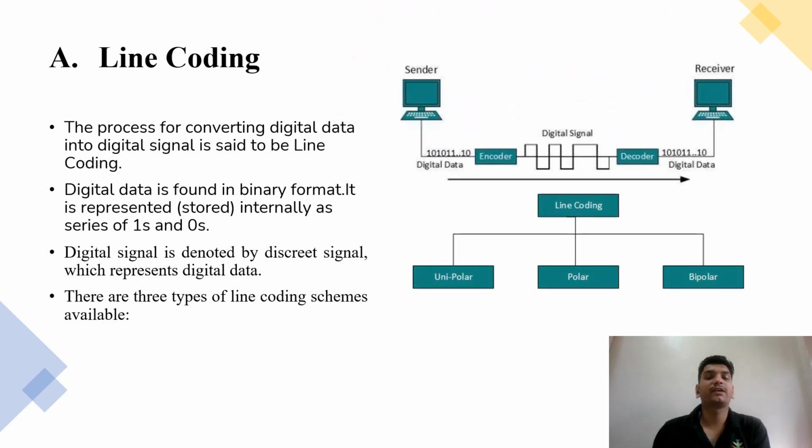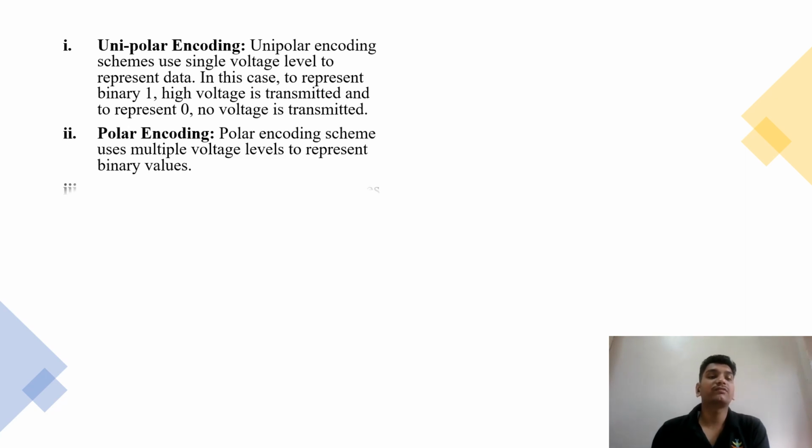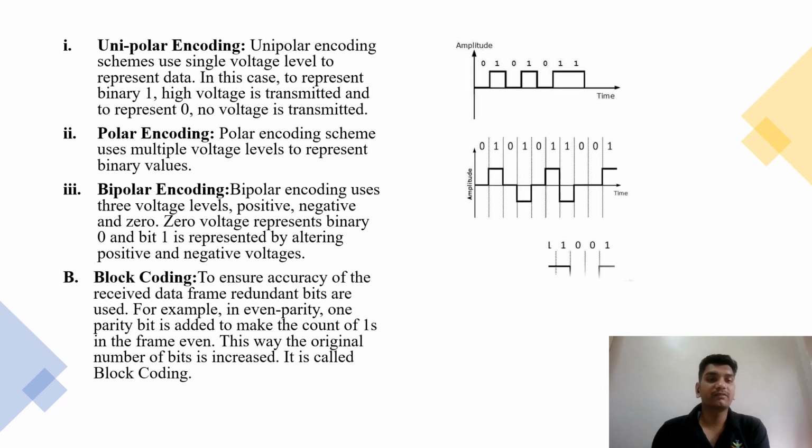There are three types of line coding: unipolar encoding, polar encoding, and bipolar encoding. Unipolar encoding is the scheme in which a single voltage level is represented. Polar encoding is the scheme in which multiple voltage levels are represented, and bipolar encoding is the scheme in which three voltage levels are represented: positive, negative, and zero. Zero voltage represents binary 0, and bit 1 is represented by alternating positive and negative voltage.